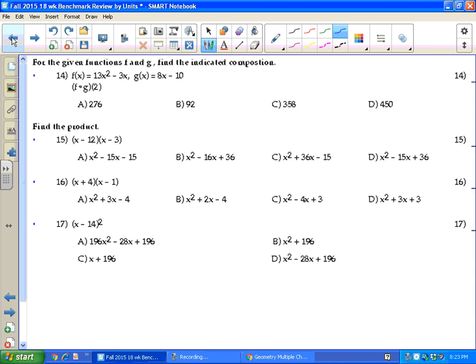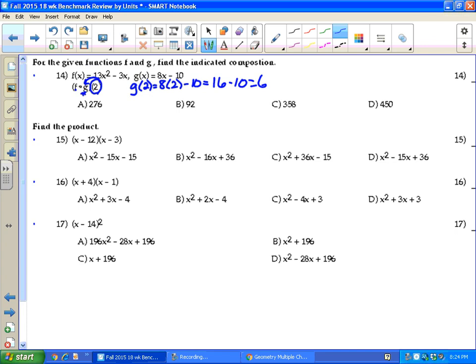All right, 14 is a composite. I'm going to take the f function and the g function, combine them together to get one answer. In this case, I'm going to start with the function closest to my input. I'm going to put 2 into the g function. So if I put 2 into the g function, my g function with the 2 in it is 8 times 2 minus 10, which is 16 minus 10, which is 6.